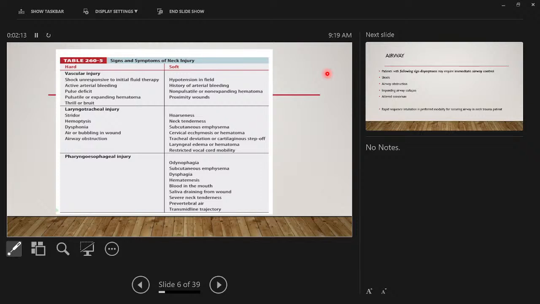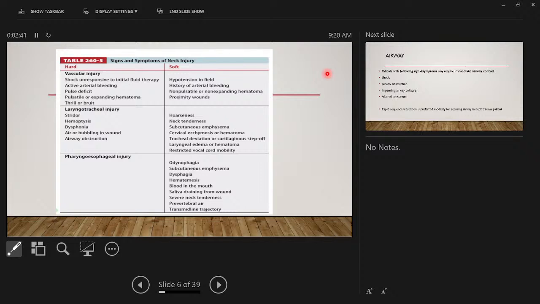The most important thing in neck injury is the hard and soft signs. The hard signs of vascular injuries are shock unresponsive to initial fluid therapy, active arterial bleeding, pulse deficit, thrills, bruits, and any pulsatile or expanding hematoma. The soft signs are hypotension in the field, history of arterial bleeding, non-pulsatile or non-expanding hematoma, and proximity of wounds.